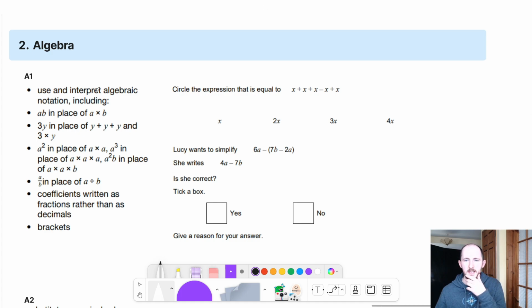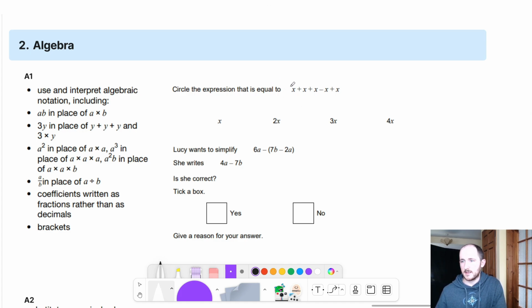How fun. So you need to be able to use and interpret algebraic notation. So for example, timesing two things is the same as just writing the two letters next to each other because we're lazy, right? We don't need to write the multiplication. Adding 3 of the same letter can be replaced with 3y or 3 times y squared in terms of this, and so on. So in this case, here are some questions that could be asked.